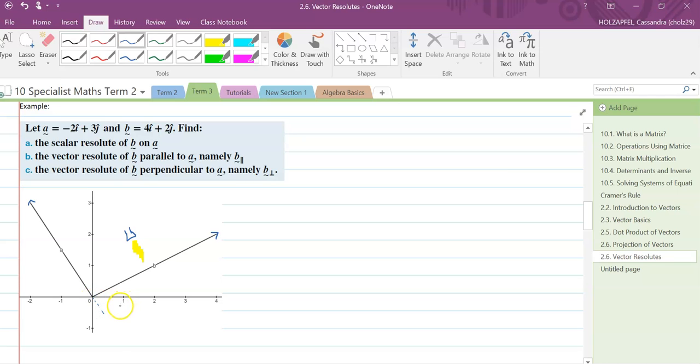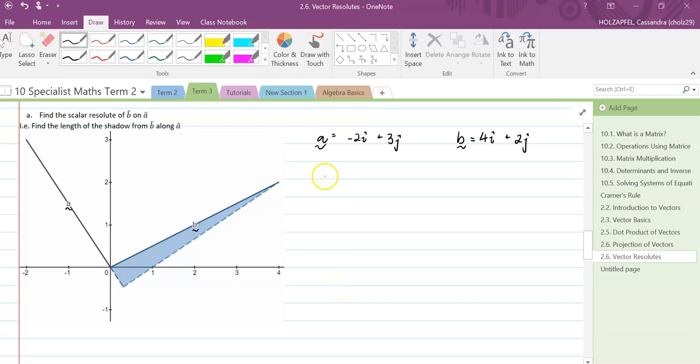Now, I'm sure you can appreciate here that A doesn't actually lie below B. A is actually all the way over here. And so this length of this line may actually end up being a negative value because it's acting in the opposite direction to our vector A. So let's use our formula and let's calculate this length here. The projection, or the shadow of B onto A, is going to be given by the unit vector for A multiplied by our vector B.